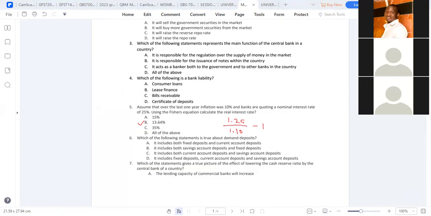Okay. So the explanation is that demand deposits are funds deposited in the bank that can be withdrawn without notice. So these will include both the current and savings accounts.